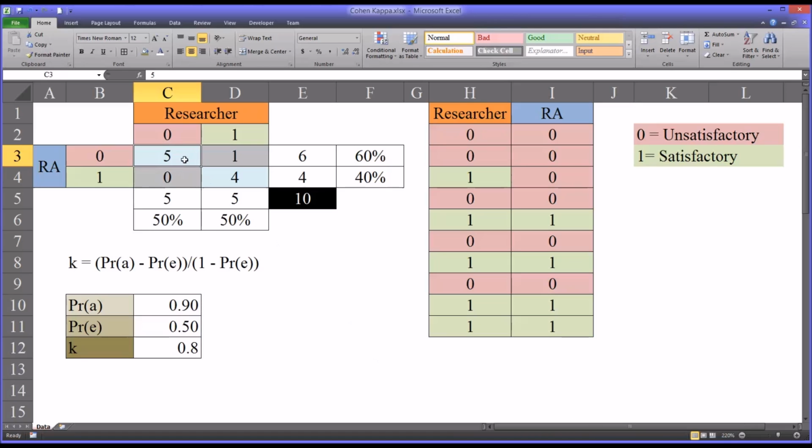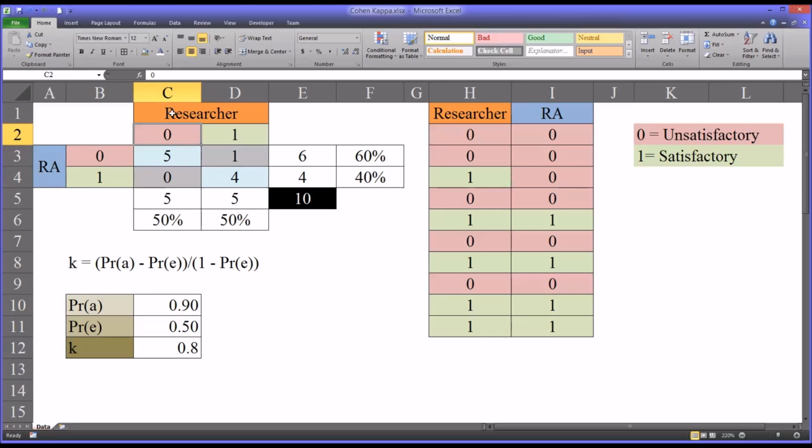Then looking at the other area where the two raters could have agreed, which would be down here, would be where the researcher found a participant satisfactory, and so did the research assistant. And you can see that that happens 4 times in this example. So we enter 4.